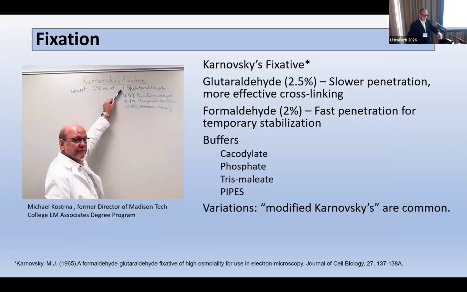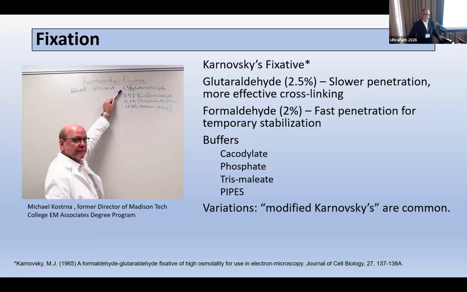However, often, as you can see over here, this particular individual is using 1.5% glutaraldehyde and 2.5% paraformaldehyde. And then they will often call it modified Karnofsky's and not know exactly what the modification happens to be. Would that be accurate, Sarah?